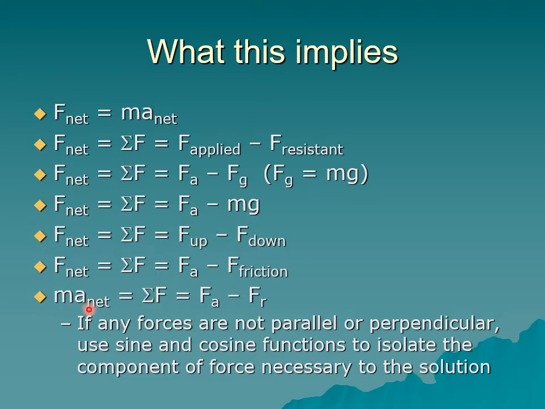So mass times the net acceleration is equal to the summation of forces, which can equal any applied force less or combined with any negative resistance force. Now the applied force can be in a negative direction and the resistance can be in a positive direction. Negative and positive, that's just direction. If any forces are not parallel or perpendicular to each other, we will need to employ trigonometry functions in order to isolate component forces, make them parallel, so we can then add them together. Because you can only add parallel forces, like back and forth, left and right, side to side, up and down.